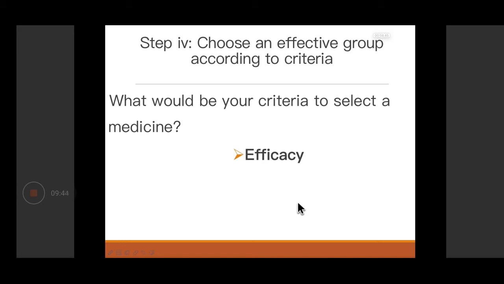Kitni bhi dawai de do yaar, 50 milligram do ya 200 do. It has to be effective. So more than potency, it is the efficacy. It has to be the effectiveness. Then it is safety.